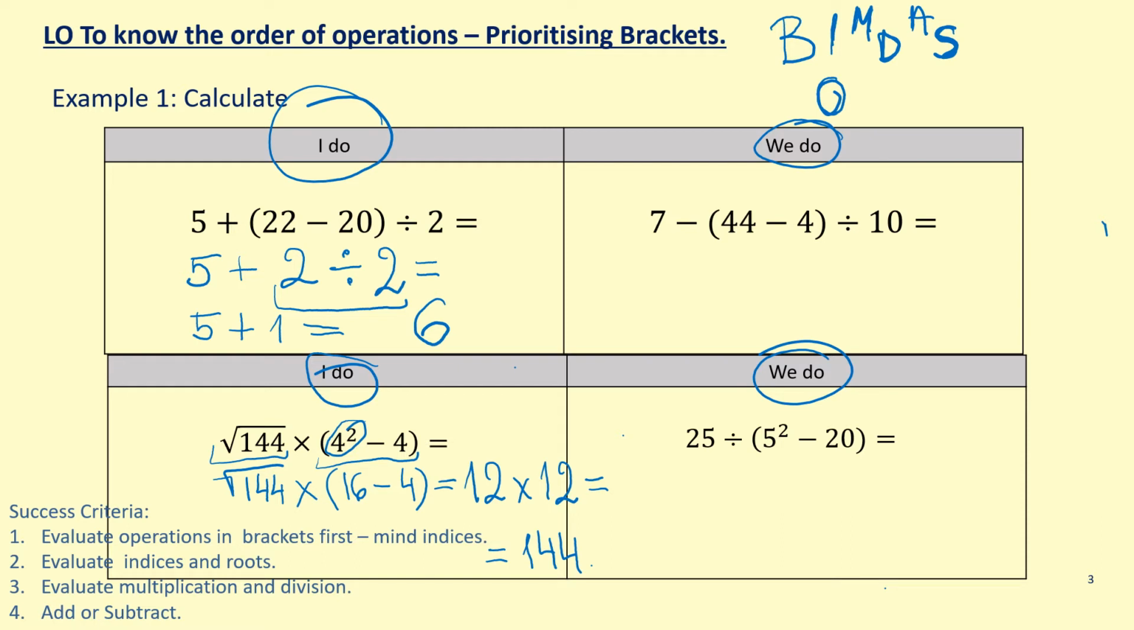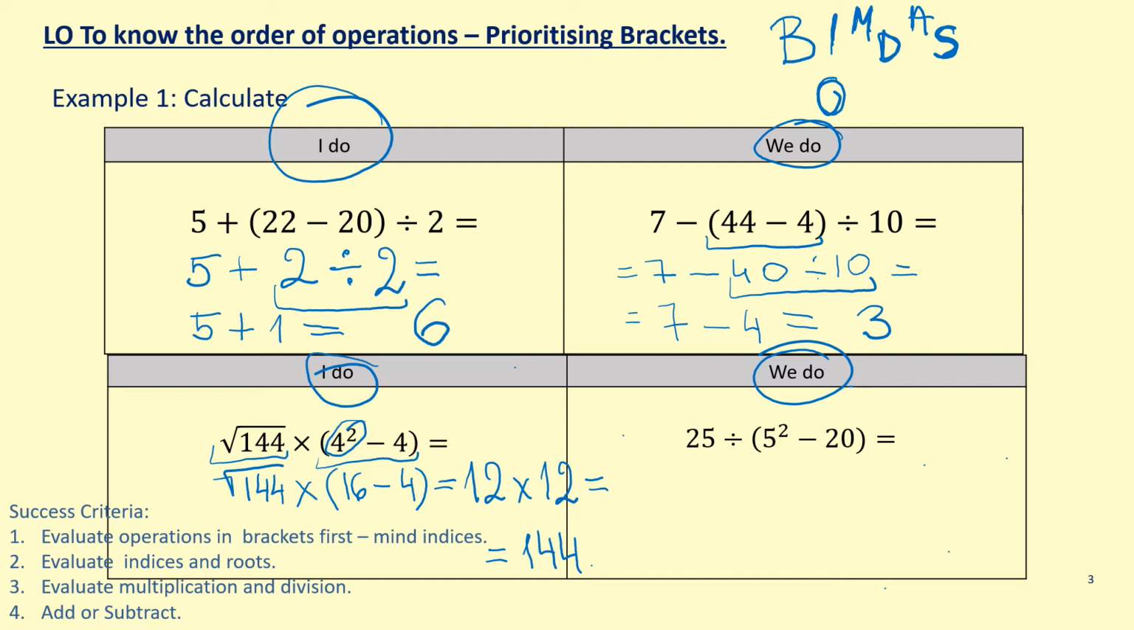Okay, so what you should have done is first do the bracket. So 44 minus 4 is 40. So we have 7 minus 40 divided by 10. Now you've got take away and divide. So we do division before the subtraction. So this is what goes next. So in the next line, I will write 7, take away 40 divided by 10 is 4. So the final answer should be 3. So if that's what you've got, well done. Let's have a look at the other one.